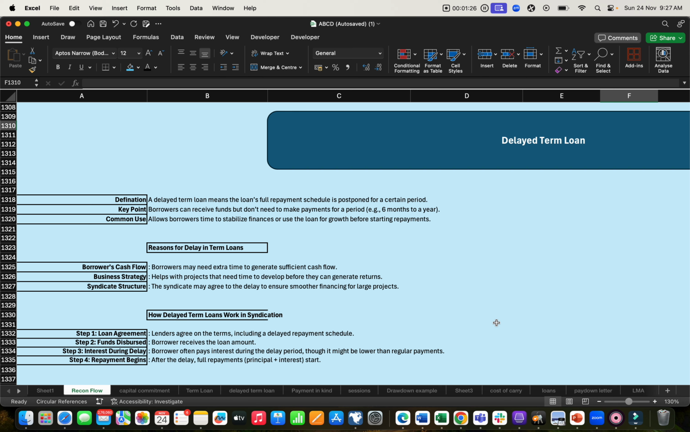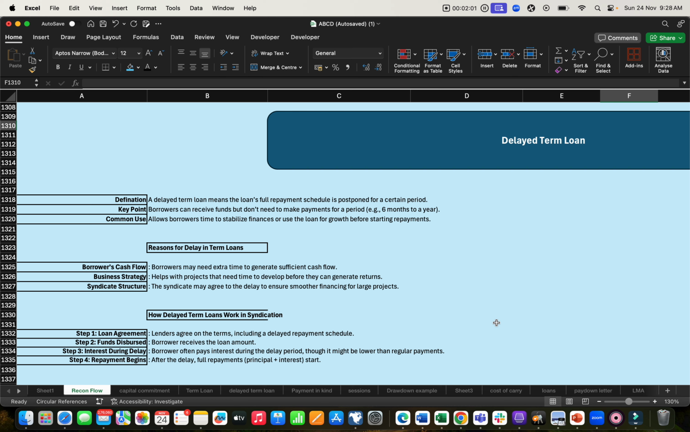So to get more information and more clarity on the delay term loan, we'll move to the next part. The reasons for delay in the term loan. First, the borrower's cash flow. Sometimes the borrower does not maintain his cash flow and does not have the cash to make a payment of interest or something like the principal amount. So maybe at that time it gets delayed. So the borrower may need extra time to generate sufficient cash flow.